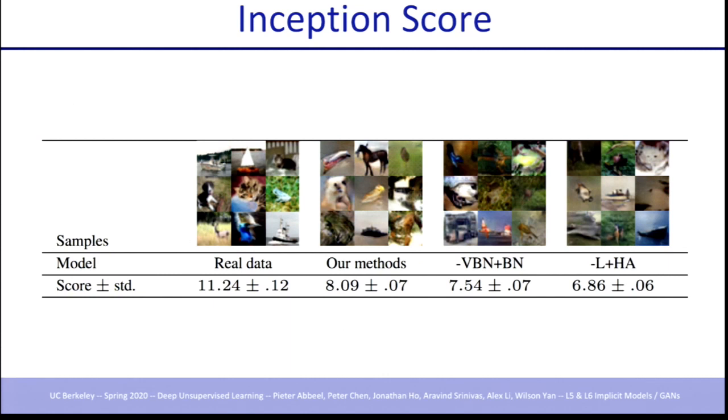So here are some images generated with different methods. This is the real data. This is the GAN proposed, and this is from the improved training of GAN papers, so the images from that, some previous models. What we're looking at here is that the more realistic the images become, the higher the Inception Score. So we see a good correlation between Inception Score and realism of images.